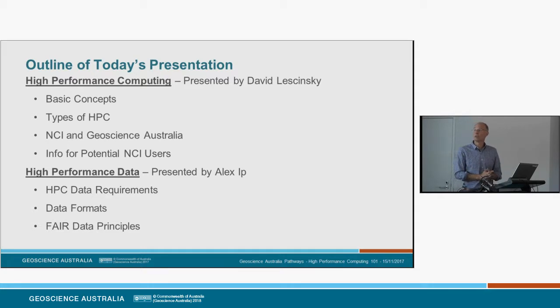I'll be going through the basic concepts of computing. This is 101. Hopefully, I'll be able to explain a lot of the jargon that people hear and may or may not understand. I'll talk about the different types of high-performance computing. That's what the HPC stands for. And then after that, I'll go into a little bit about the National Computational Infrastructure, the NCI, and how Geoscience Australia uses it, and then how people can actually become users of the NCI.